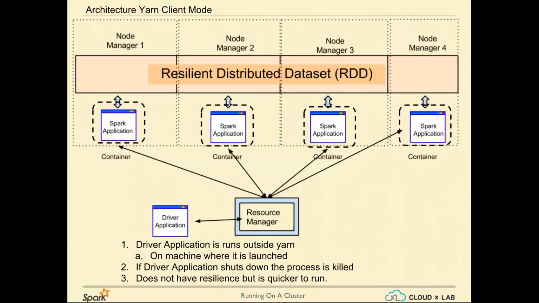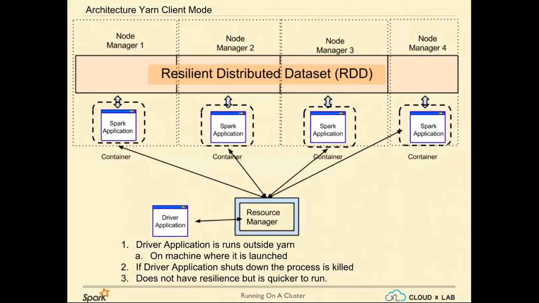So if the driver application somehow shuts down, the process will be killed and nothing will proceed. So it does not provide resilience. Like right now we are running Spark shell. If this program is killed, then nothing will happen. It'll stop and no processing will happen.